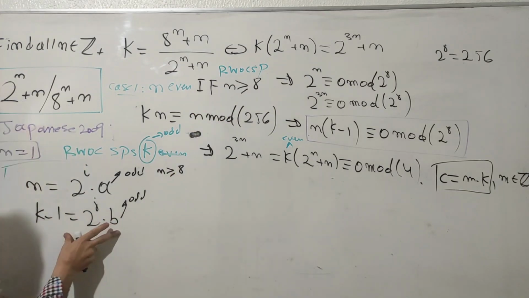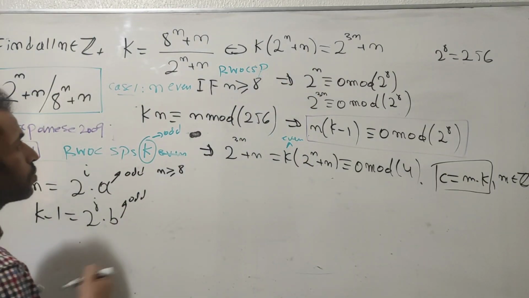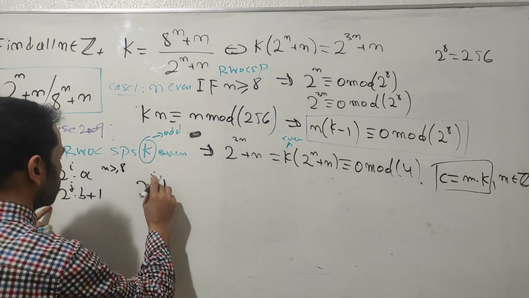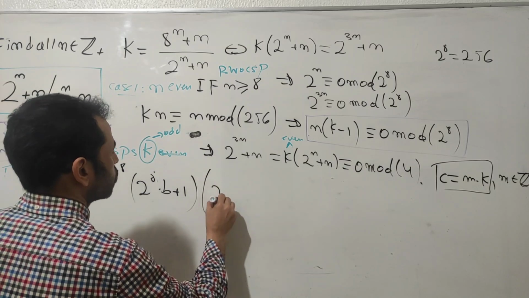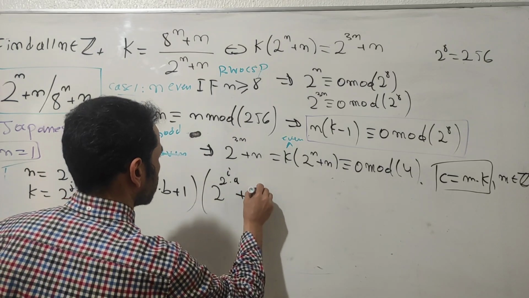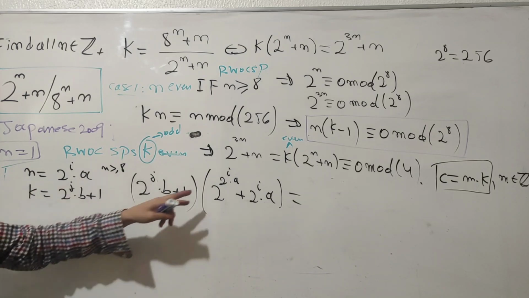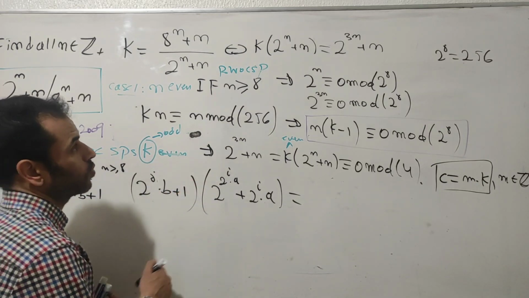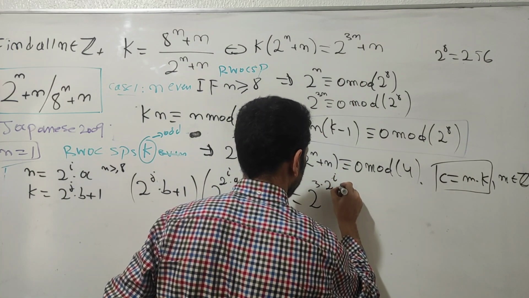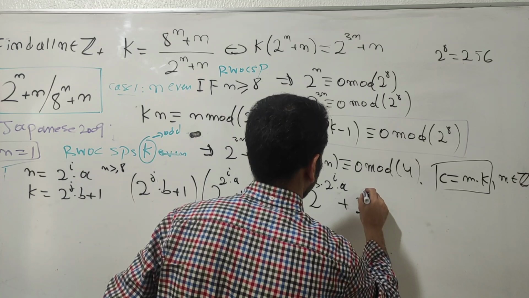Okay, I'm going to take both of these solutions and insert them back into the original equation, so I get the following. K will be replaced with 2 to the j multiplied by b plus 1, and n will be replaced with 2 to the i multiplied by a. Be careful when you replace n with this power of 2, because you will have a lot of confusion in the exponent here. Do it carefully. So this one is 2 cubed multiplied by 2 to the i multiplied by a, plus 2 to the i multiplied by a.